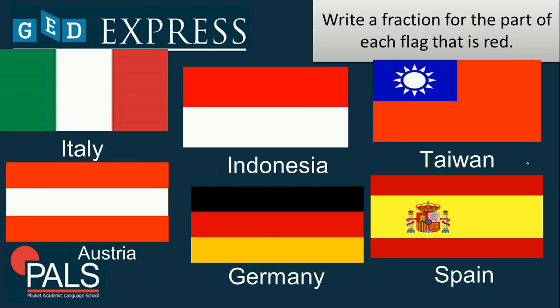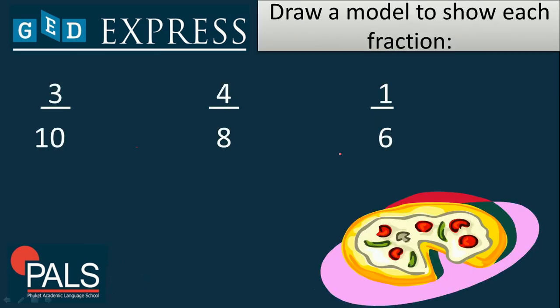Suppose we have here different flags. You write a fraction for the part of each flag that is red. So in this case, we have 1, 2, 3. And the answer here will become, there is only one red part on the flag, so that will become 1/3. And same is true with the other ones. You can also answer this one and draw a model to show each fraction. You can do it on your own by pausing this video and answering it on your paper.